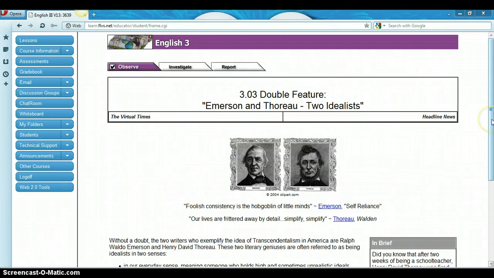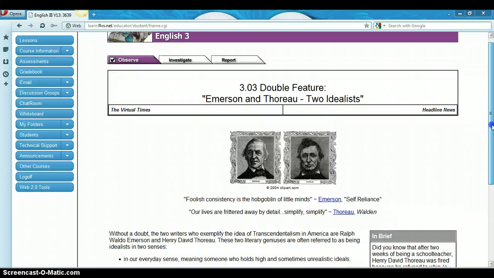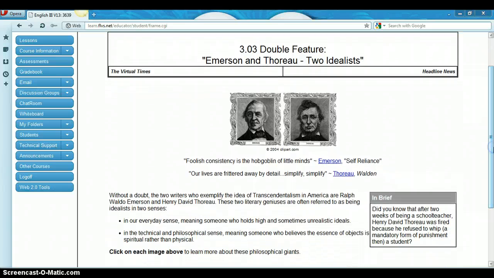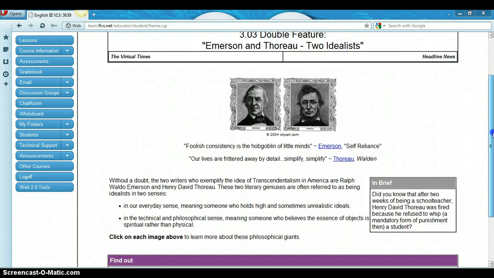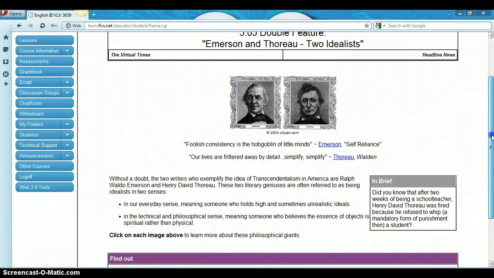Okay, now let's move right along onto 303. This is probably one of the most, if not the most difficult assignment in this entire semester. 303 is about two very famous authors, Ralph Waldo Emerson and Henry David Thoreau. And they both were transcendentalist writers. So after you go through 302 and learn about transcendentalism, you'll be able to expand a little bit more on what these guys have written. This is a two-part assignment.